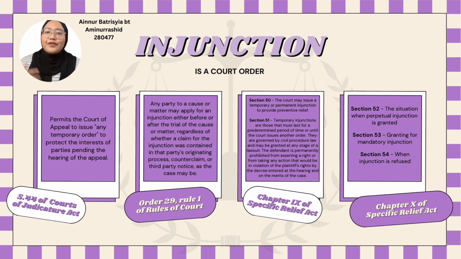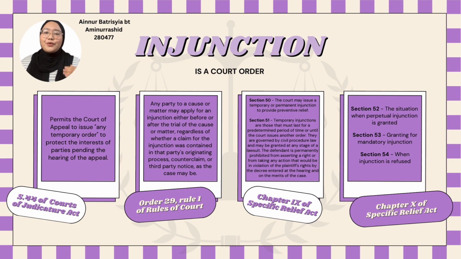It also allows for the grant of wide forms of relief, and there is no real limit to the type of orders to be granted. Next, Order 29 Rule 1 of the Rules of Court 2012. Regardless of whether a claim for an injunction was included in that party's originating process, counterclaim, or third-party notice, as the case may be, any party to a cause or matter may apply for one either before or after the cause or matter is tried.